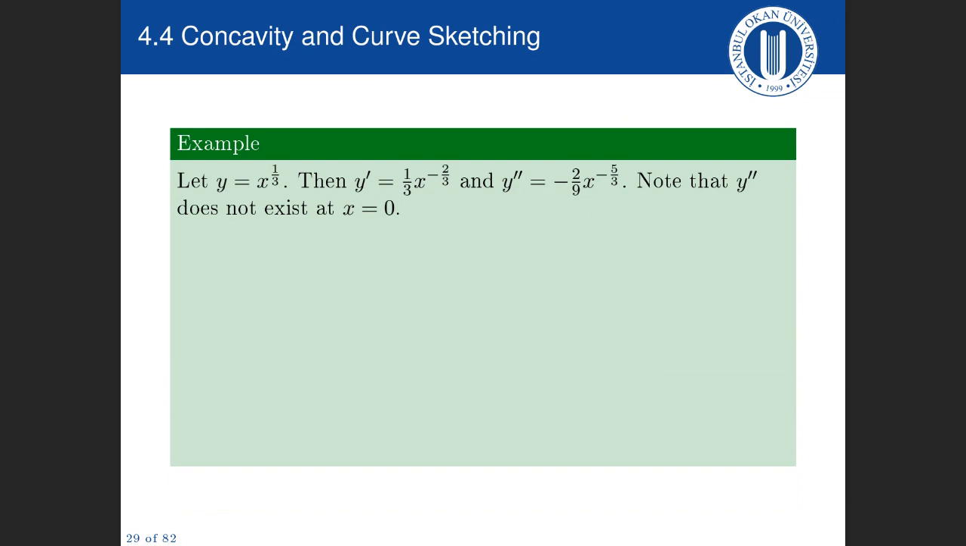Let y is equal to x to the power 1/3. Differentiate it 2 times. Minus 2 over 9, x to the power minus 5 over 3. And then note that this second derivative does not exist if x is equal to 0. So there's one place where we might have a point of inflection. We might or we might not have a point of inflection at 0, but we know we don't have a point of inflection anywhere else. So we cut our interval at 0, and we're going to look on the left and we're going to look on the right.